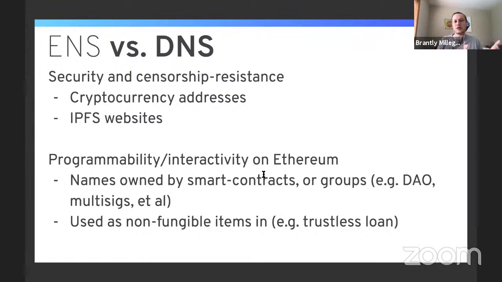So the fact that we have better security and censorship resistance means that it's much better to use ENS for storing cryptocurrency addresses, because you're dealing with money, than to do that with DNS, which was never built to do that in the first place. And also IPFS websites, because that complements the censorship resistance. And then programmability, interactivity and composability on Ethereum. You can do things like names owned by smart contracts or groups or DAOs. Also, use non-fungible items. Again, things that you cannot do with DNS.